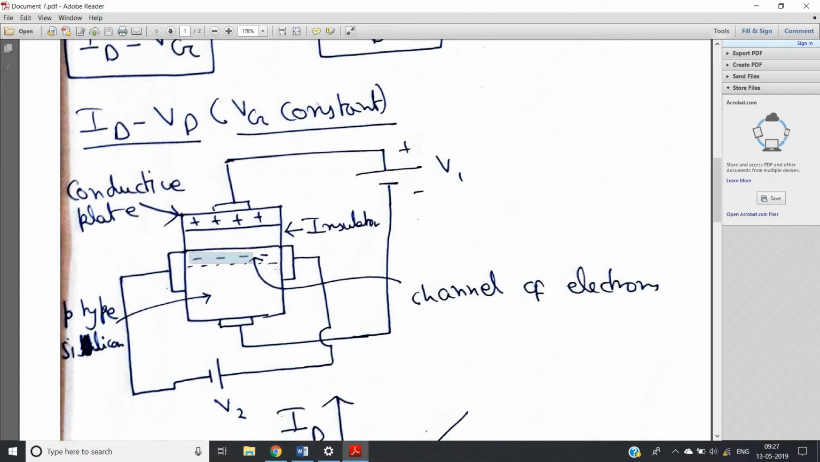As a result, the channel will become thicker and thicker. That means the area of the channel will become more and more if we increase the V1 potential, or in terms of MOSFET if we increase gate potential. So see, as I told you, the channel is behaving like simply a resistor, right? And now if we are increasing V1, the area is increasing because the thickness is increasing. You can intuitively understand it like this, that is the accumulation of electrons just below the insulator will be more. So as a result, the area of the channel will become more.